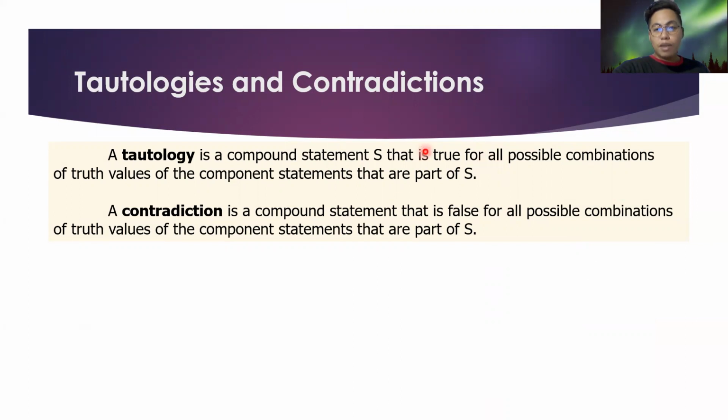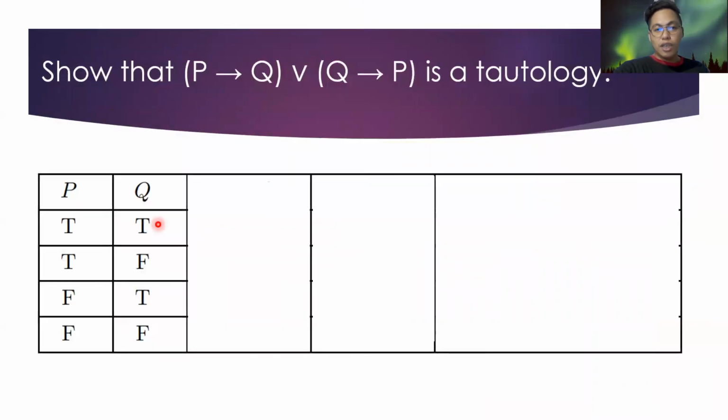On the other hand, if all of them are false, then that's a contradiction. Let me give an example. We have to prove that if P and Q, or if Q and P, is a tautology. So we need to prove that this is a tautology. First, we have to have the combinations of the statements P and Q. Again, we have to go first with if P and Q.